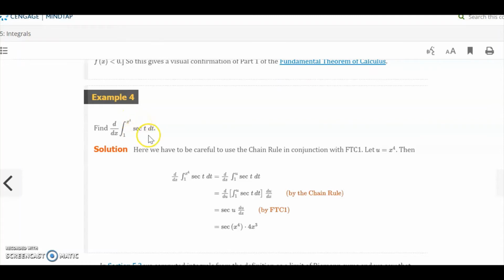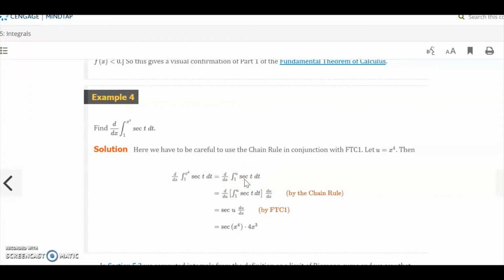So when we take the derivative of both sides, we have to take the derivative of the inside function too. So we are letting u be equal to x to the 4th. So we have u here. We just replace x to the 4th with u. You can pick any letter. They picked u.